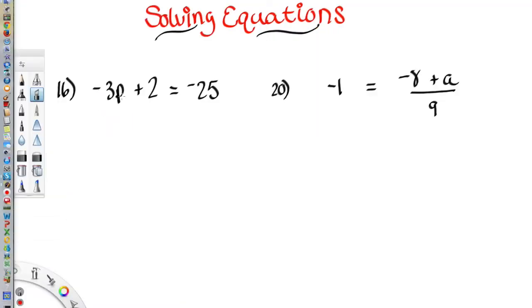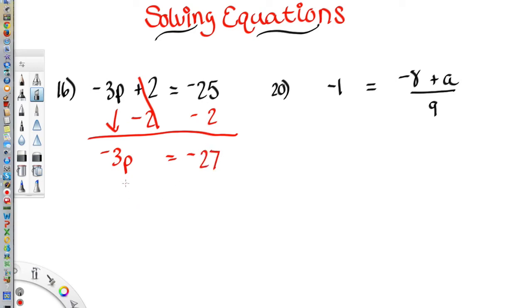Number 16, I have a negative 3p plus 2 is equal to a negative 25. Okay, there's nothing to simplify, so I need to dive right into solving the equation. I want to isolate the variable. Is anything being added or subtracted first? And the answer is yes, 2 is being added. What is the inverse of adding 2? Subtracting 2. And what I do to one side, I must do to the other. That cancels out the 2. I bring down my negative 3p, which is equal to negative 25, and 2 more negatives would give me a total of negative 27.